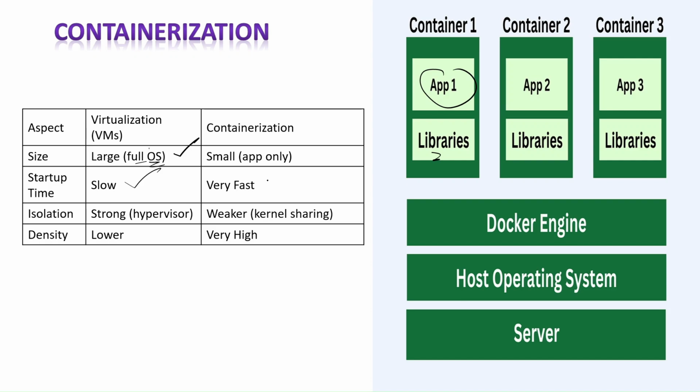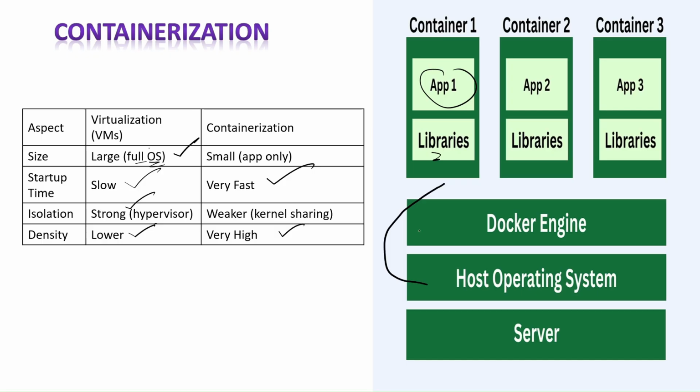The startup time of a container is very fast because it does not need to start the full operating system. It needs to run only the required libraries and dependencies. Isolation between VMs is strong, which is controlled by the hypervisor. In containers, it is weak because the containers share the same operating system kernel, and the density of the VMs is lower, while in the case of containers it is higher.